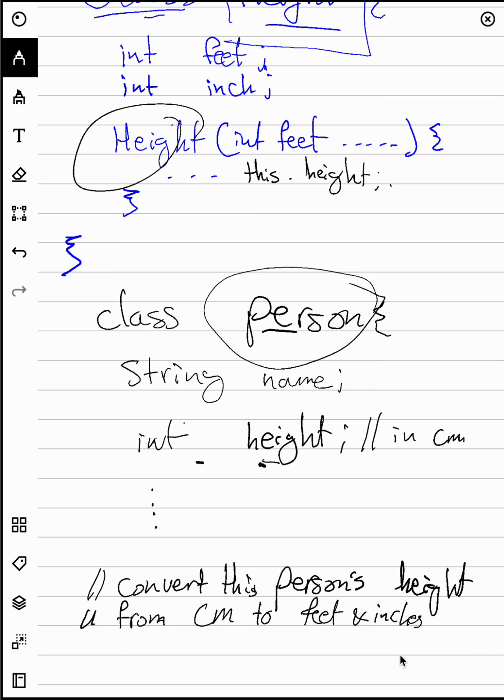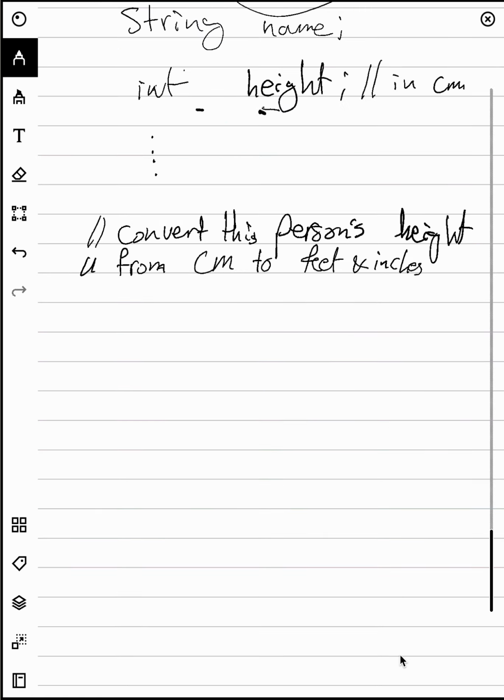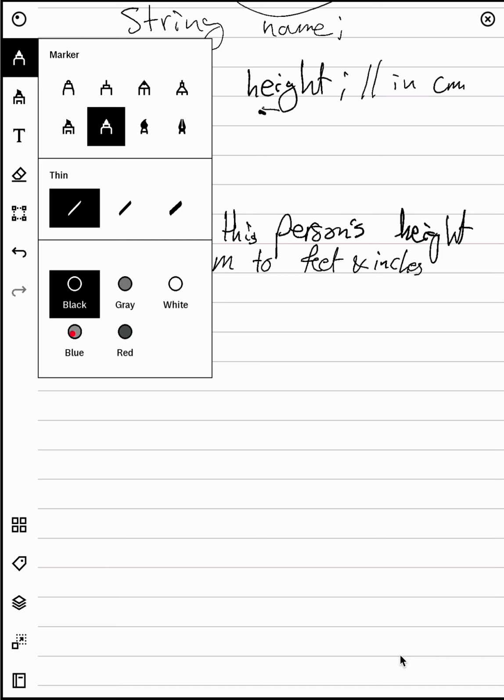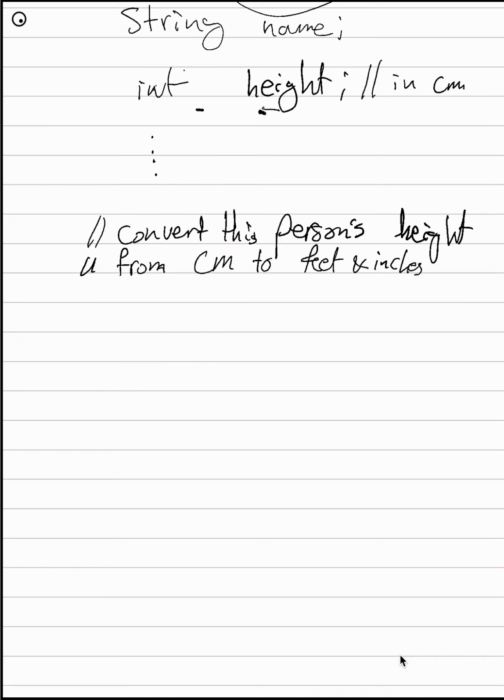How are we going to design this method? All right. So, you know my favorite words, the design recipe. I'm going to write this in blue because this is new. What's the first step in the design recipe? We write a comment of how we're going to design the method. Yes, exactly. So this is our comment: convert this person's height from centimeters to feet and inches. What's the second step?